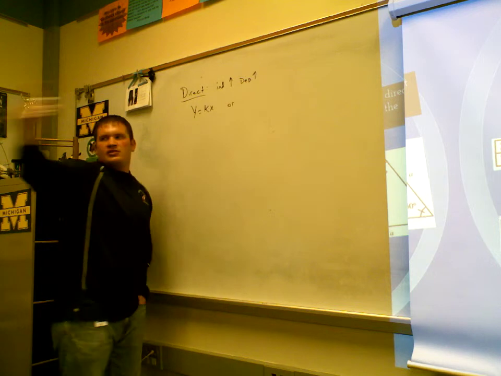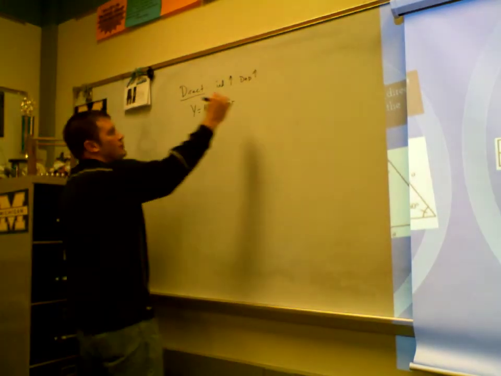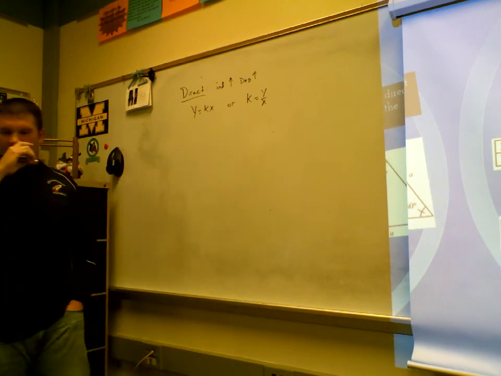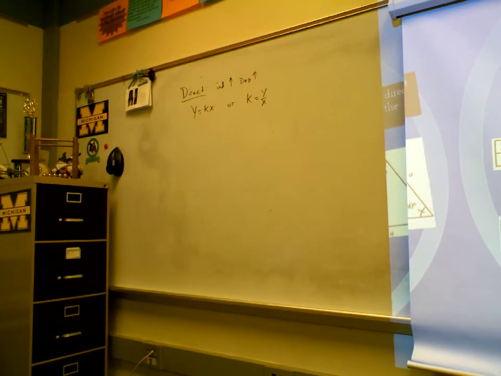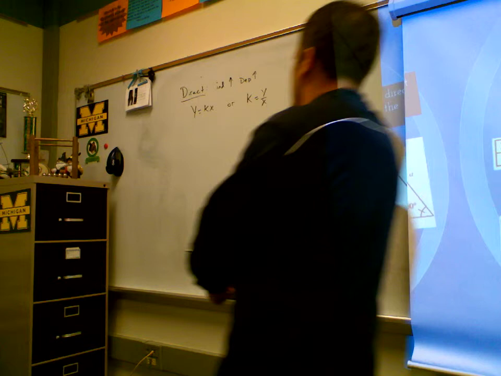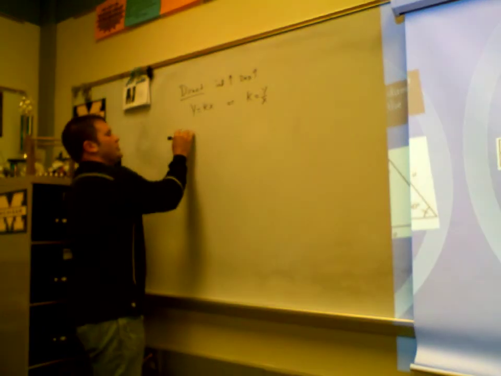And what's the other one? Whitney, what's the other one? K equals y over x. Good. So those are our two direct equations, right? What's k? The constant number, right? It's like a 4 or 7 or 0.3, or pi, whatever it is. K is a constant number. Okay, what are x and y? The independent and dependent. Good.